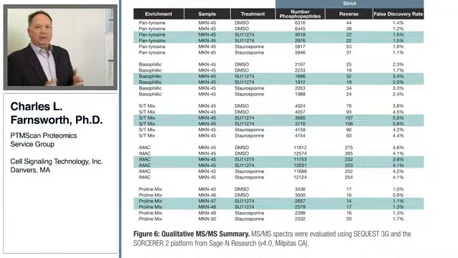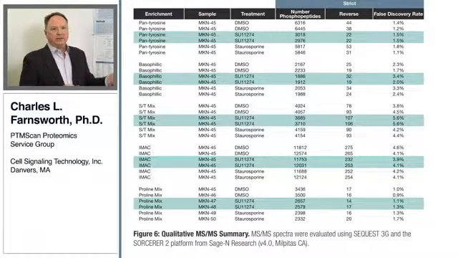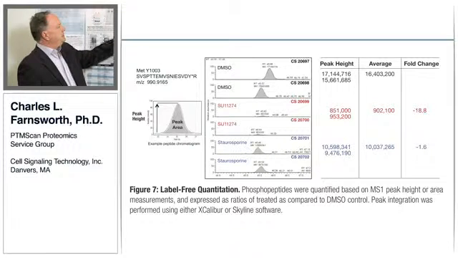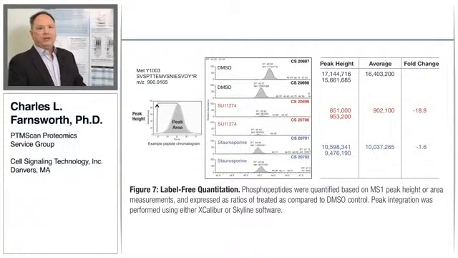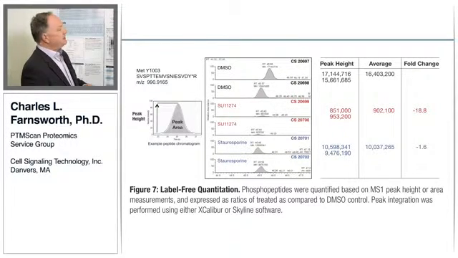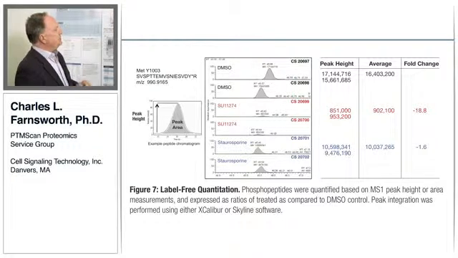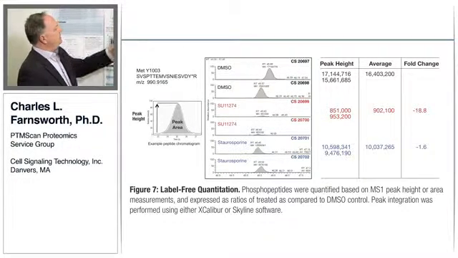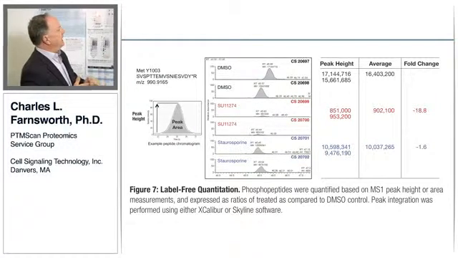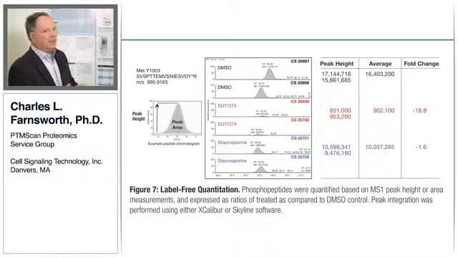And I also mentioned that we do not just qualitative identification, but quantitative information, and that's shown here on the next panel. Figure 7 is a description of how we do our quantitation based on the peak height or peak area. And this gives us a significant amount of information at the site level, which I'll show you in a few moments. But as you can see for the example here, this peptide is derived from MET, and it can show a significant reduction in phosphorylation using the MET inhibitor.